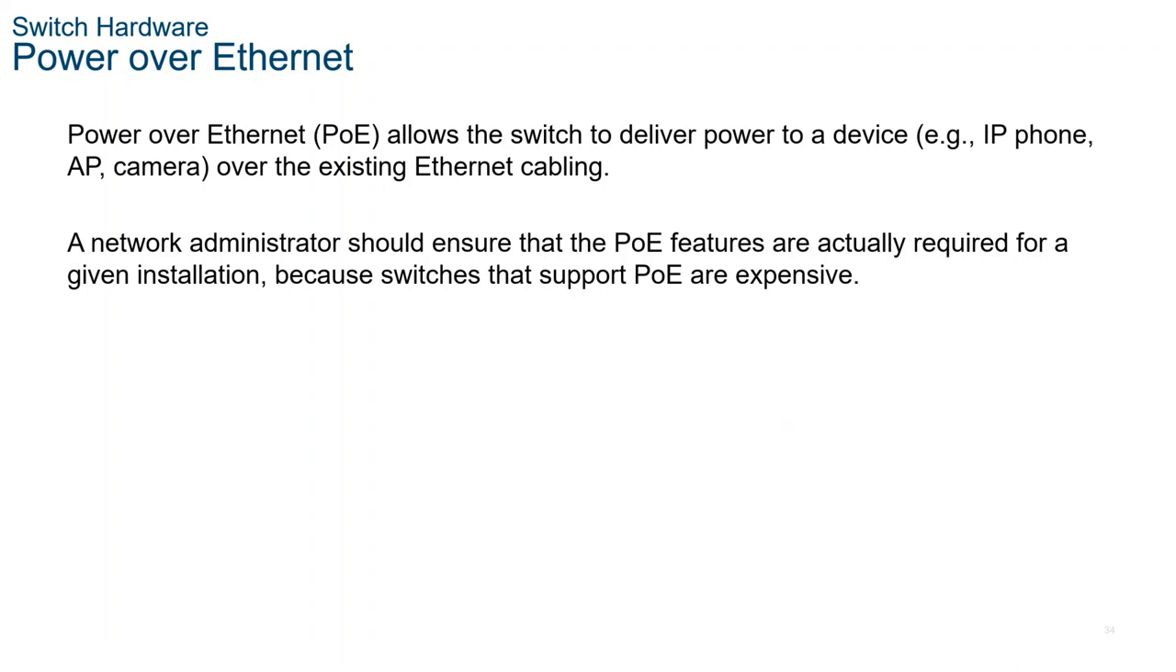Next, you might want to consider power over Ethernet. Power over Ethernet, or PoE, allows the switch to deliver power to a device over the existing Ethernet cabling. These features can be used by IP phones and some wireless access points, allowing them to be installed anywhere that there is an Ethernet cable. A network administrator should ensure that the PoE features are actually required for a given installation, because switches that support PoE are expensive. PoE is a feature of a switch wherein you don't need a power supply to power up your device. Power is generated and supplied by the switch when you connect your device to it.